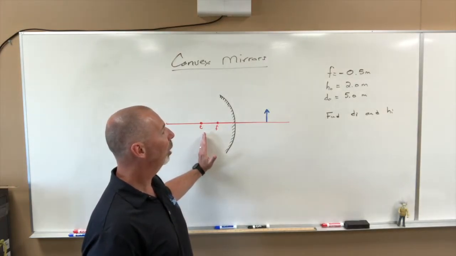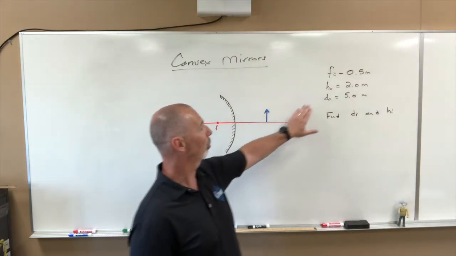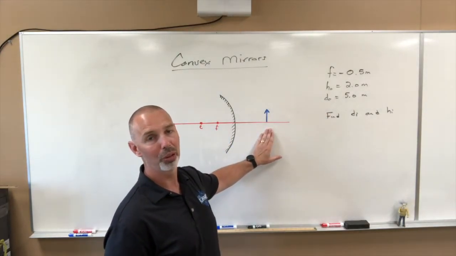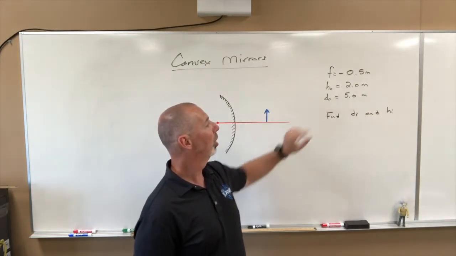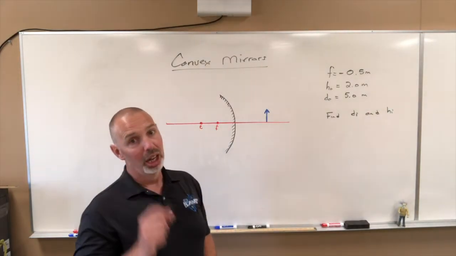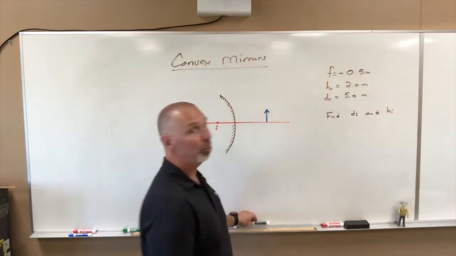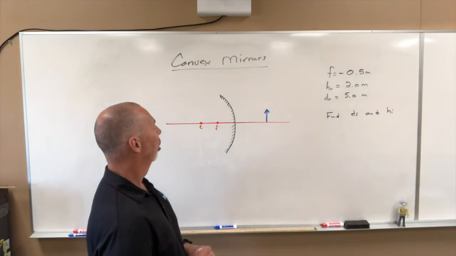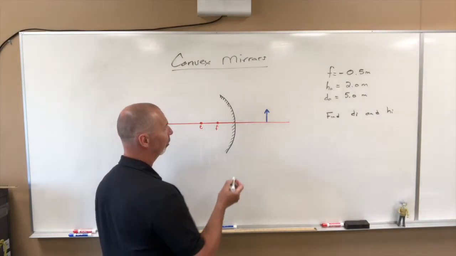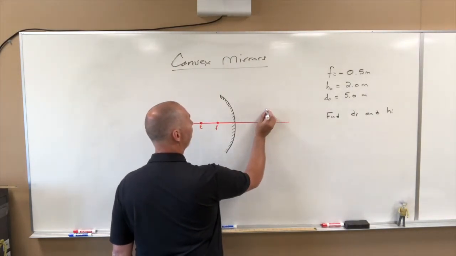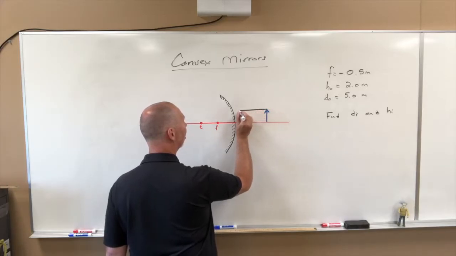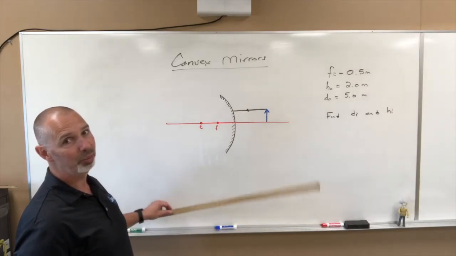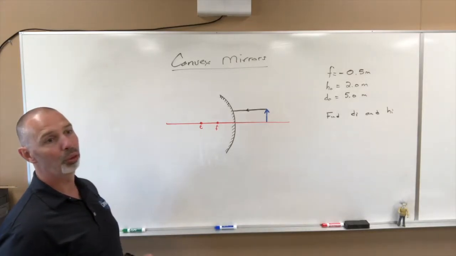And then the question says we have a 2 meter high object, so I've labeled HO as 2 meters, sitting 5 meters from the mirror. So HO is 2 and DO is 5. Now, before we get to the formulas, let's draw the picture using our rules for ray diagrams. So, again, the first rule is any ray that is parallel to the principal axis will get reflected in such a way that it goes through the focal point.